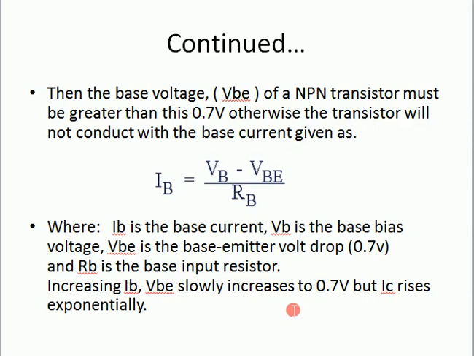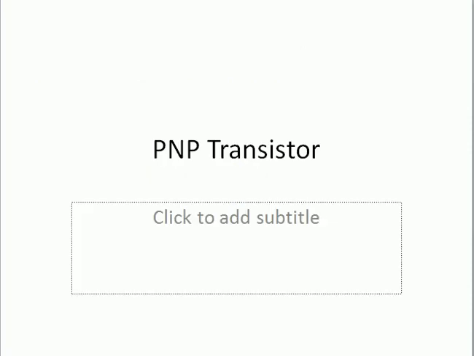So when there is a very small change in the base current, there is a very large change in the collector current. So this was all about the NPN transistor. Now we will see the PNP transistor.